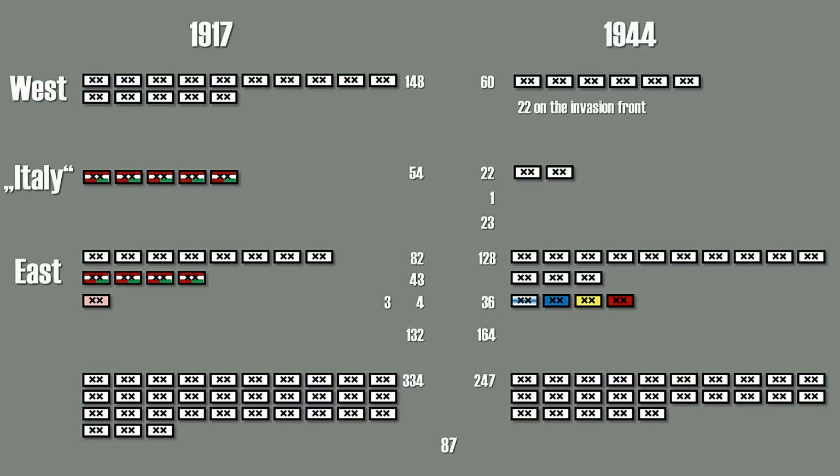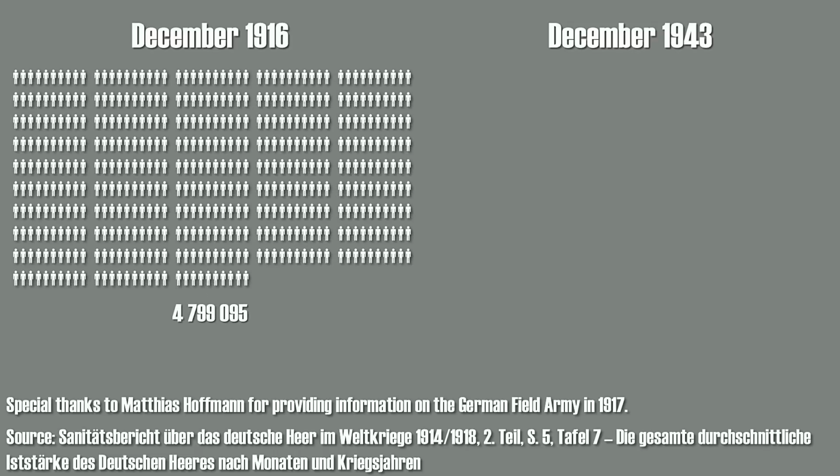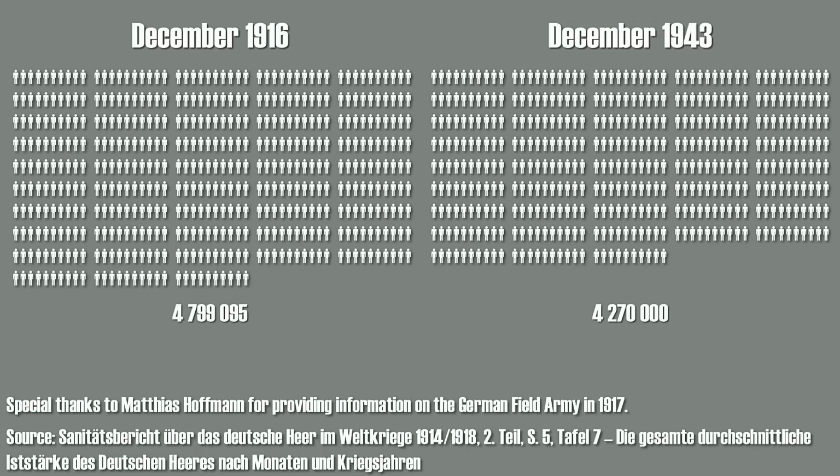Additionally, you can clearly see that in World War II, the Eastern Front was the most important front line, whereas in the Great War it was the Western Front. Now the total numbers of men in the Field Army are from December of the previous year, because in the document there are only the numbers given for December 1943 and the number for the First World War is missing, but thankfully someone provided proper resources for the First World War. Now the total number of men in the Field Army in December 1916 was almost exactly 4.8 million, whereas in December 1943 it was about 4.3 million.